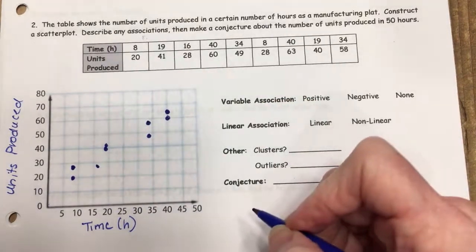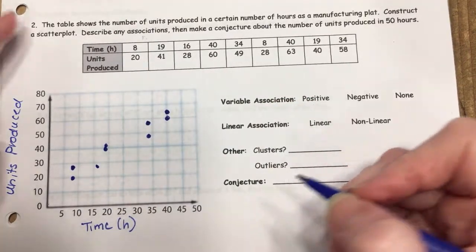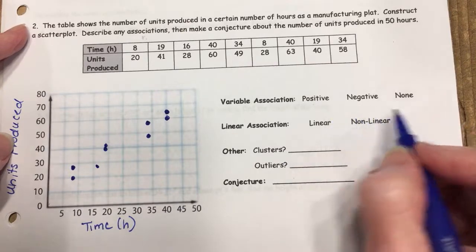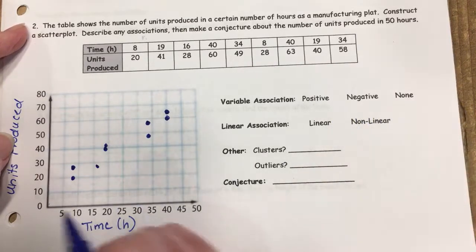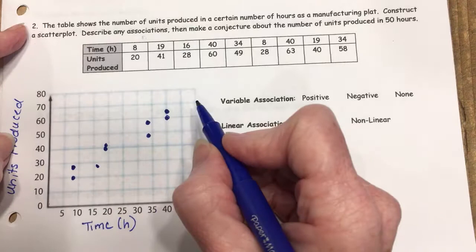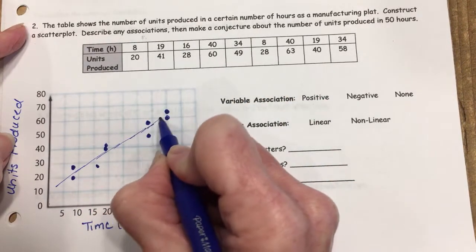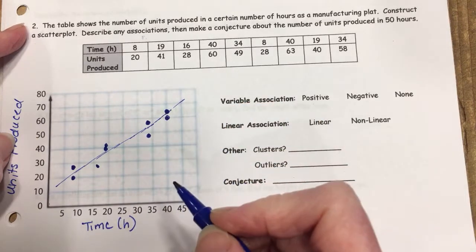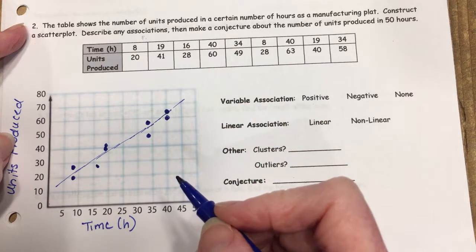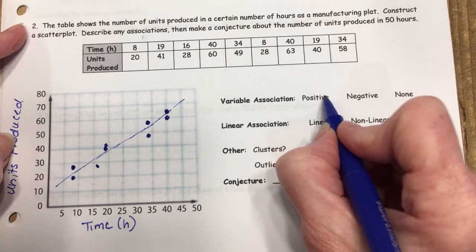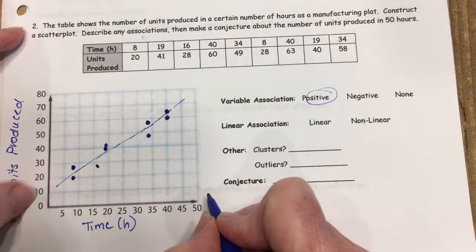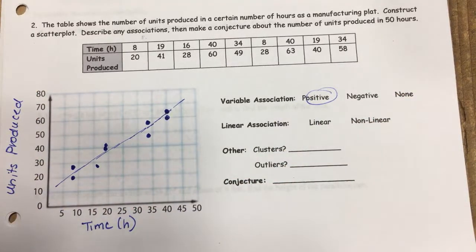All right, so we want to know, is there a variable association? Is it positive, negative, or none? All right, so our associations, we're kind of looking at a line. If we're looking at the slope of the line, so if we drew a line kind of through these points, is it a positive slope, negative slope, or is it nothing? And this I would say is positive. As x got bigger, so did y. Y increased.